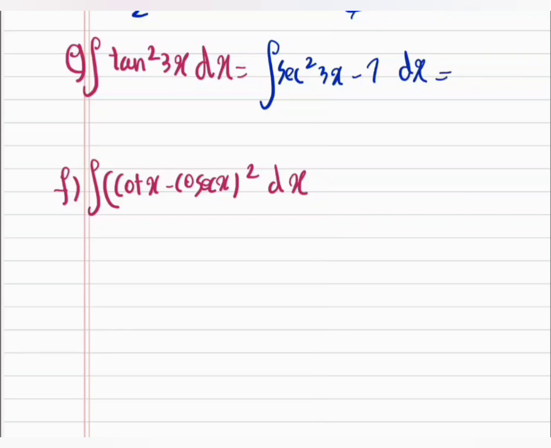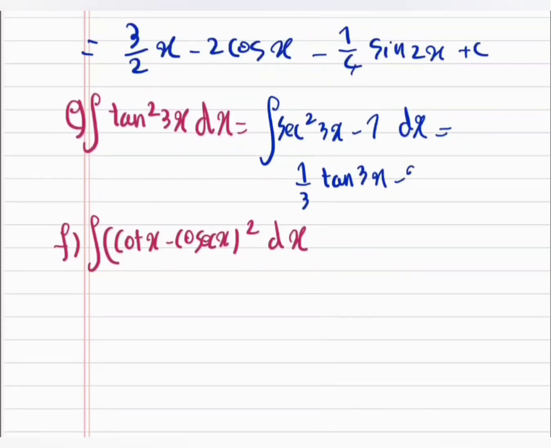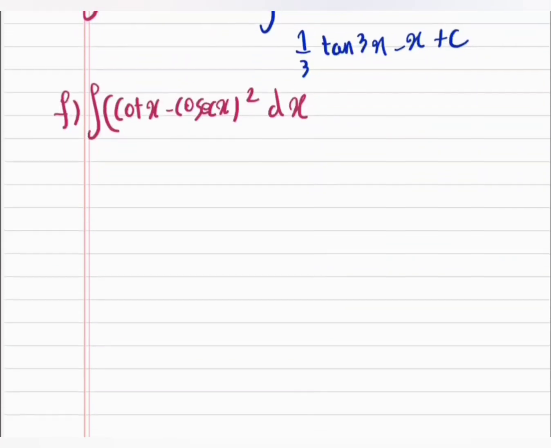And now, the good news is that sec squared in general just integrates to tan. So in this case, since it's 3x, we just differentiate 3x, which is 3. So that comes out as a coefficient, which is 1 over 3. And then sec squared just integrates to tan. So it becomes 1 over 3 tan 3x. And then minus 1 just integrates to minus x plus c.